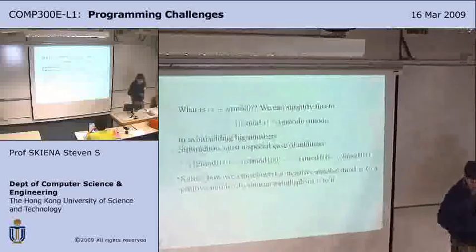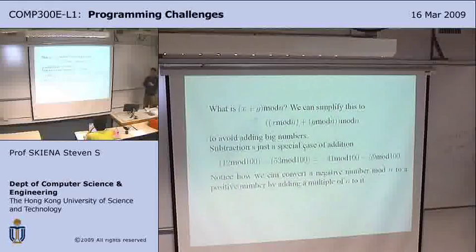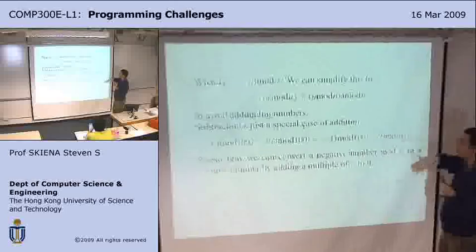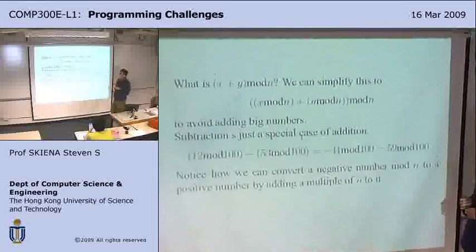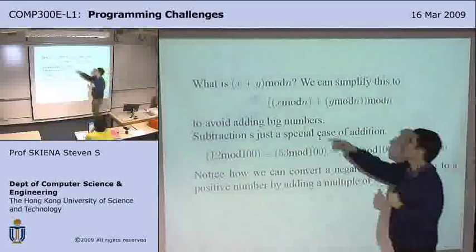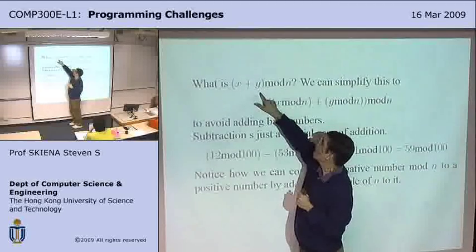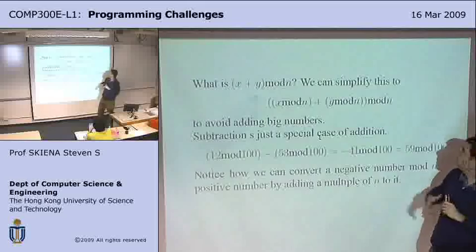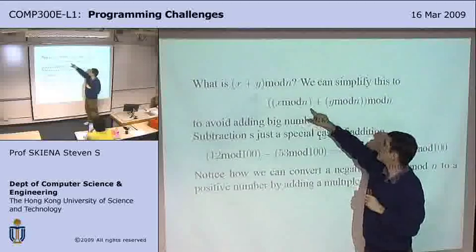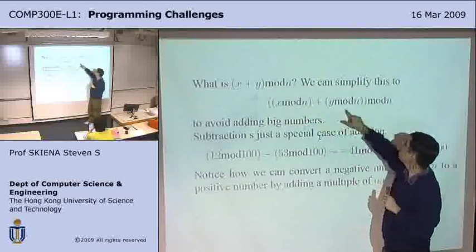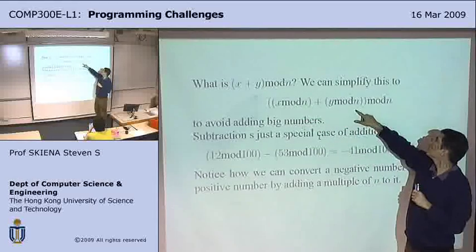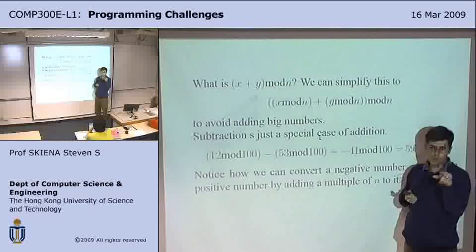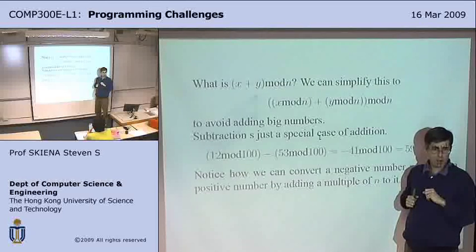So, what can we do with modular arithmetic? Well, there is sort of an algebra on things mod some integer that we can think about. What is the remainder of x plus y when we divide it by n? That's what mod is. We can simplify that to basically being the remainder of x mod n plus the remainder of y mod n, with the total sum of that taken mod n. You have to actually prove that this is true, but it's not really that hard.